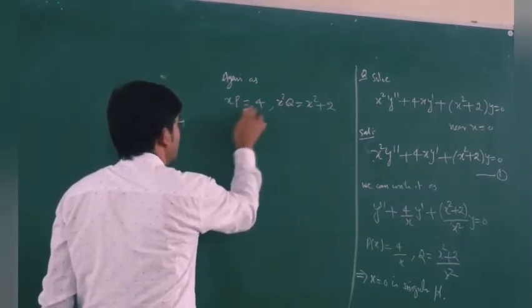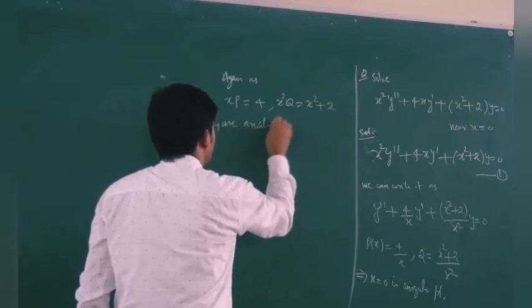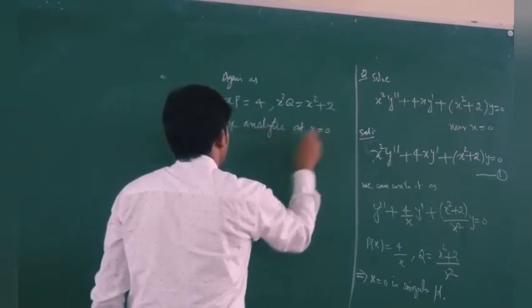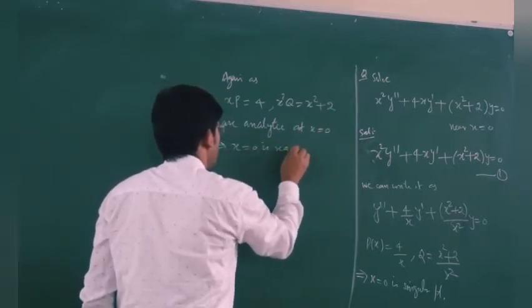So again, as xp and x square q are analytic at x equal to 0, this implies that x equal to 0 is a regular singular point.